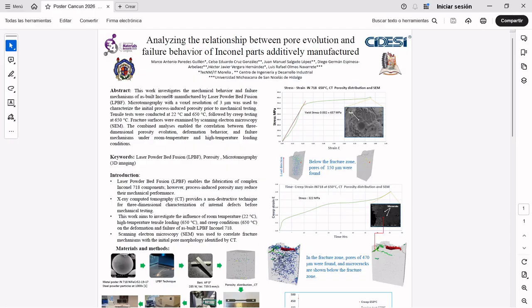This work aims to investigate the influence of room temperature (22 degrees Celsius), high temperature tensile loading (615 degrees Celsius), and creep conditions (650 degrees Celsius) on the deformation and failure of as-built LPBF Inconel 718. Scanning electron microscopy was used to correlate the fracture mechanisms with the initial pore morphology identified by CT.